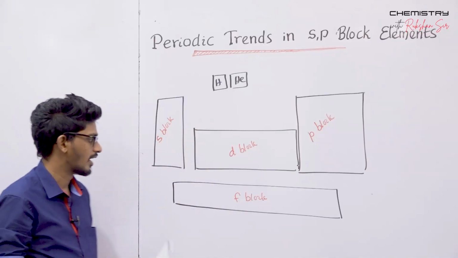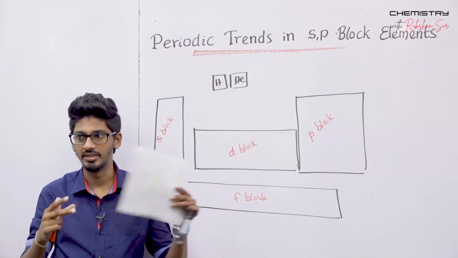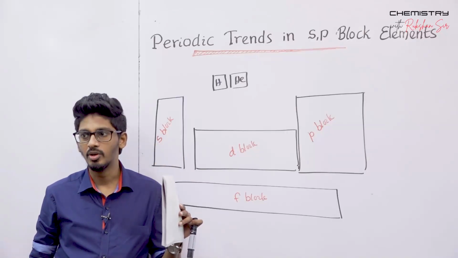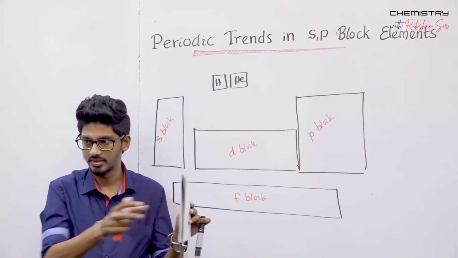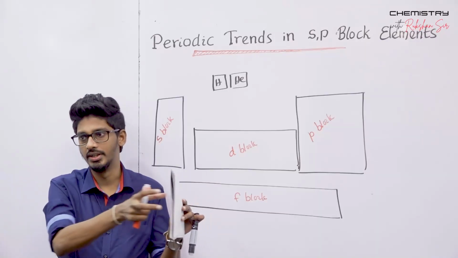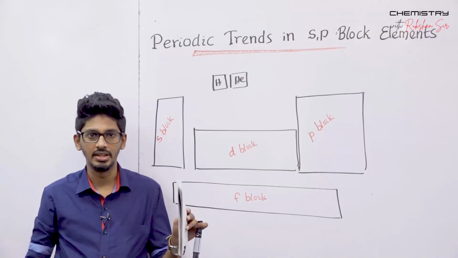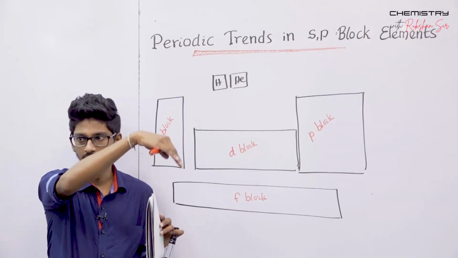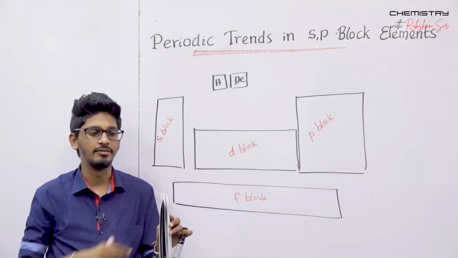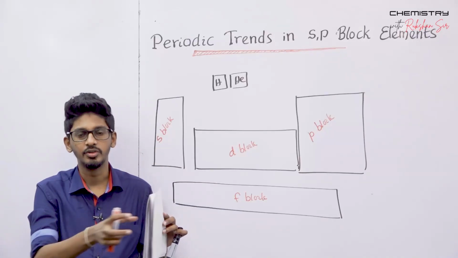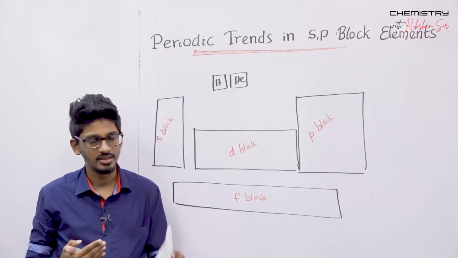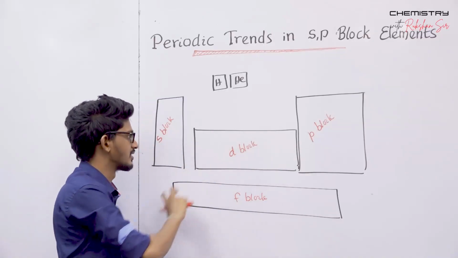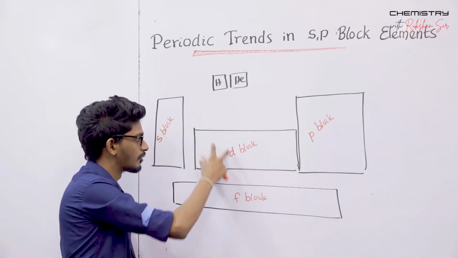If the S, P and D blocks appear in this plane, the F block elements appear like this. In a 3D diagram of the periodic table, you can clearly show the F block elements. That is why they are referred to as inner transition elements. The transition elements are the elements which bridge the S and P blocks. The transition between S and P is provided by the D block elements.